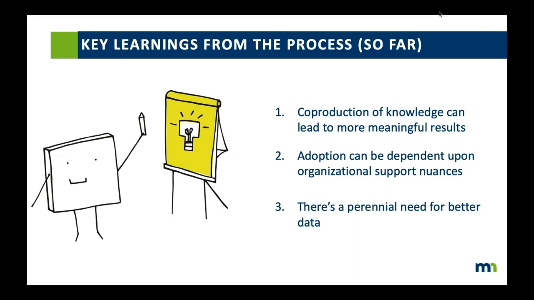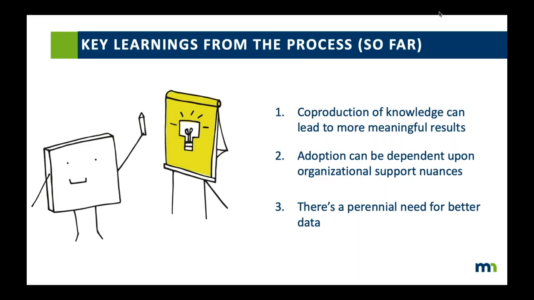Second, adoption is highly dependent upon organizational support with nuances. Organizational or supervisor support for learning about and applying climate projection data can vary widely, making it challenging sometimes to partner with individuals across disciplines and sectors. This has been a widely recognized barrier to increasing access and use of climate data.